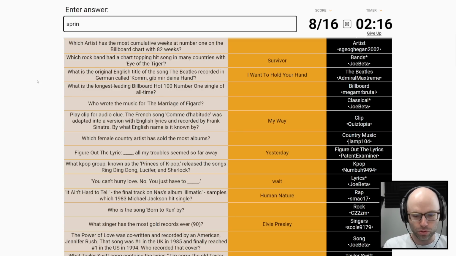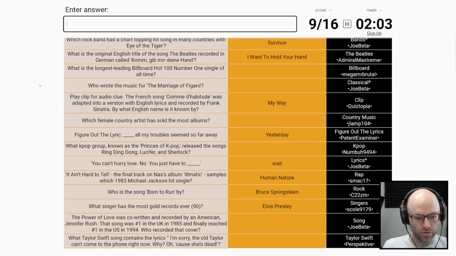Okay, Born to Run, Bruce Springsteen. Power of Love, Huey Lewis and the News. What? Who recorded the cover in 1994? Is it not Huey Lewis and the News?